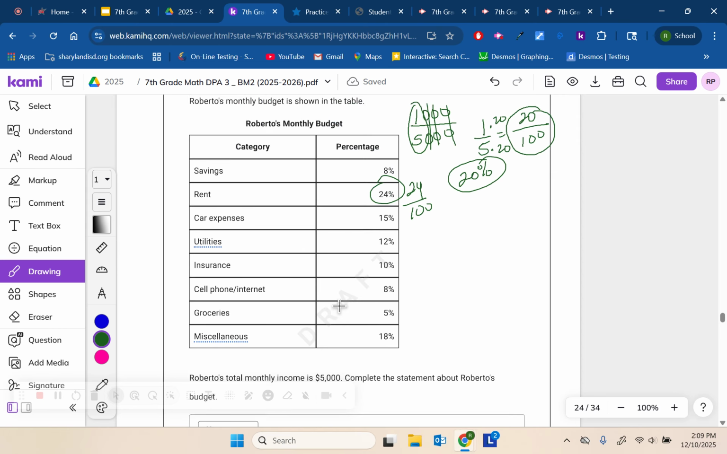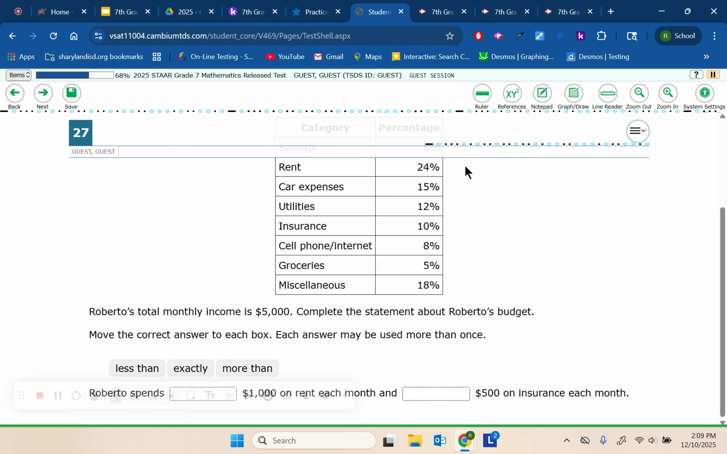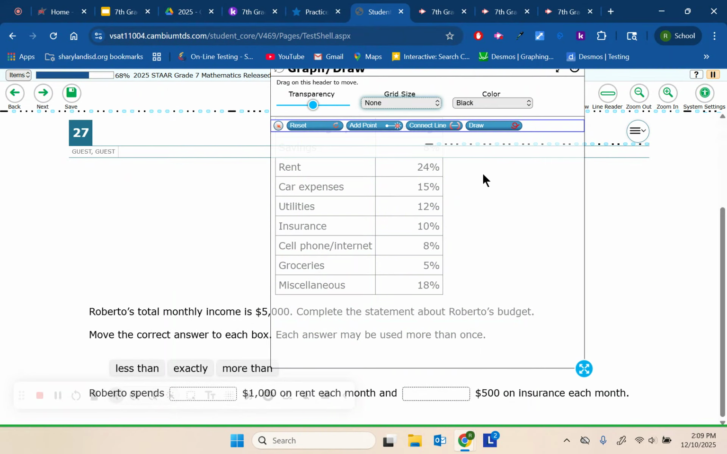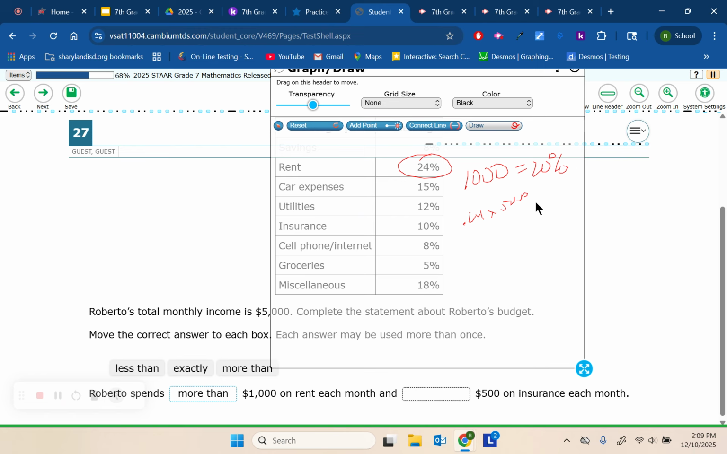Is that true? $1,000 is 20%, and my rent is 24%. Oh yeah, so I'm spending more on rent than $1,000. That part I got. Okay, so let's put this right in there over here. I know then that $1,000 is 20%, but my rent is 24%. So I'm definitely spending more than $1,000. How much? I'd have to do the math, and that'd be like 0.24 times 5,000. There's a bunch of ways to get there, but we're not going to do that math. Just playing with what we have here.